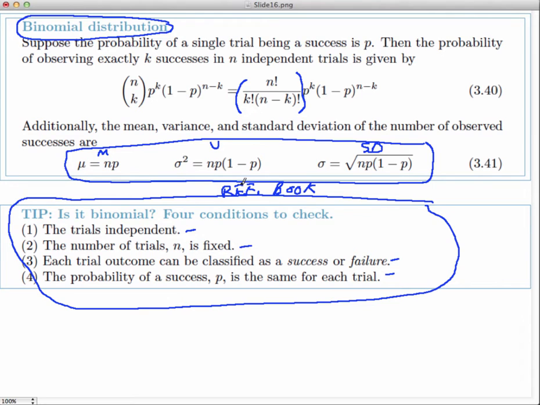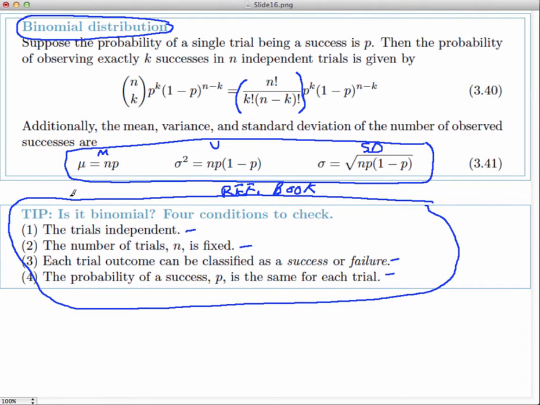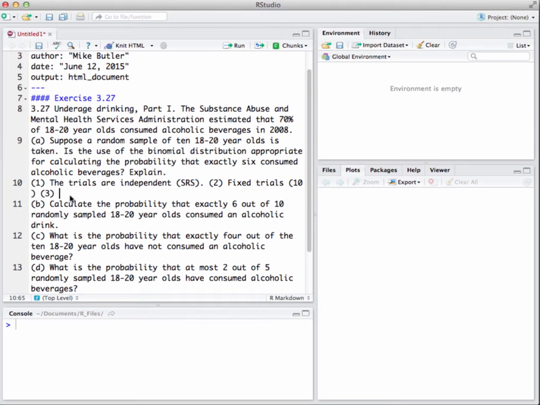Well, it says each outcome could be classified as success or failure. And you say, what, drink or not drink, right? Because it says, back up here, the Substance Abuse and Mental Health Administration estimated that 70% of 18-year-olds consumed alcoholic beverages in 2008. Let's get rid of the 49 there. That was because of the reference, all right? And, well, is it classified as success and failure? Yeah, well, either they drank or they didn't drink, right? So either drank or not. So yes, that is a success or failure.